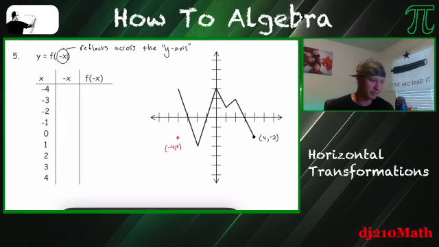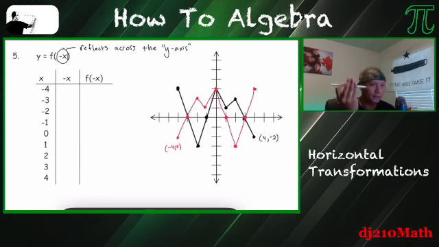And the y value is going to stay the same. So it's going to just reflect the point across the y-axis. So it's going to do this to all the points. All right, so all this did was reflect it across the y-axis. So a horizontal reflection across the y-axis.